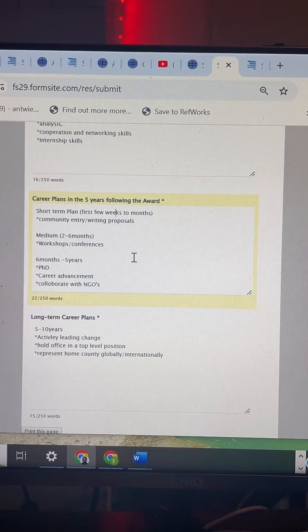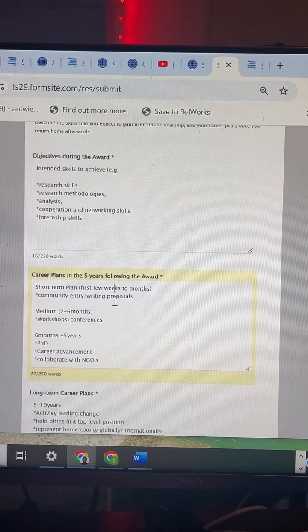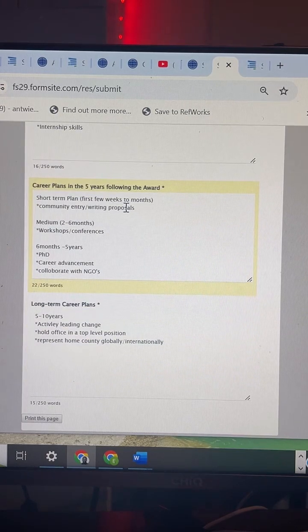So career plans in the 5 years following the award. So now you've discussed what skills you need and the immediate things that you can do. So career plans in the 5 years. In the 5 years, you can look at it first in the short term. So in the short term, what do you plan on doing? Some of these short term plans could be that you want to discuss that community project, you want to introduce the community to the new skills and the knowledge that you have.